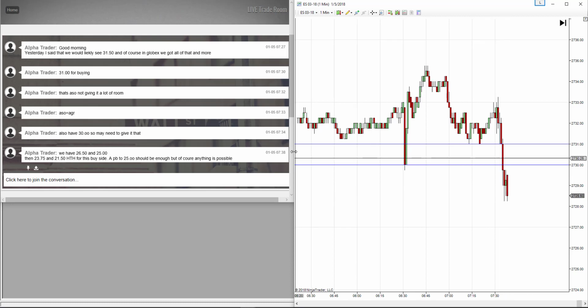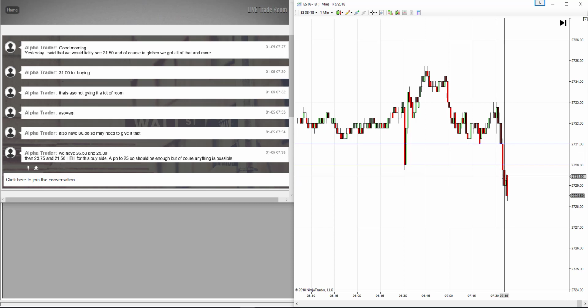So at 38, which is right here, this was a losing trade for us. We ended up taking 1.5 points, so a 6 tick loss on that trade. Glad it happened this way, actually, because this is reality. This is how it can really happen.